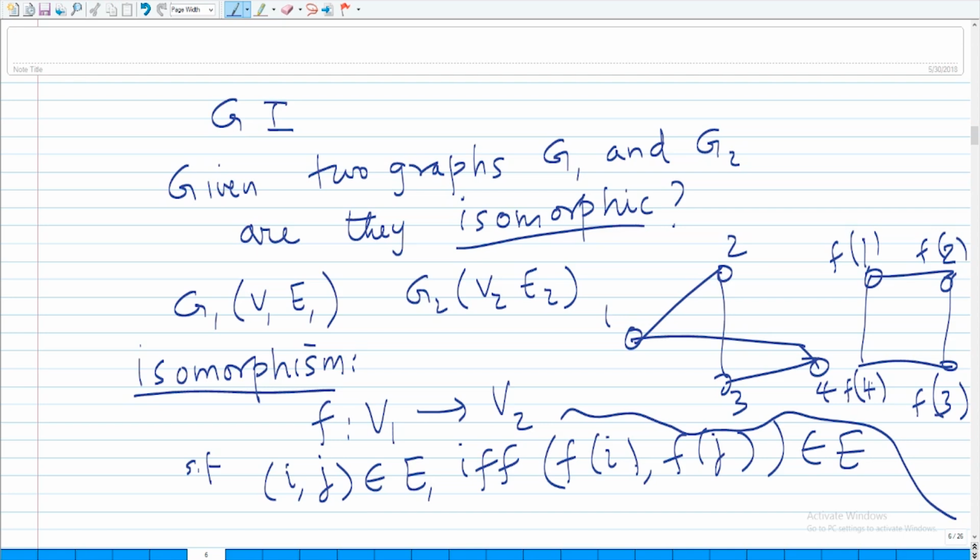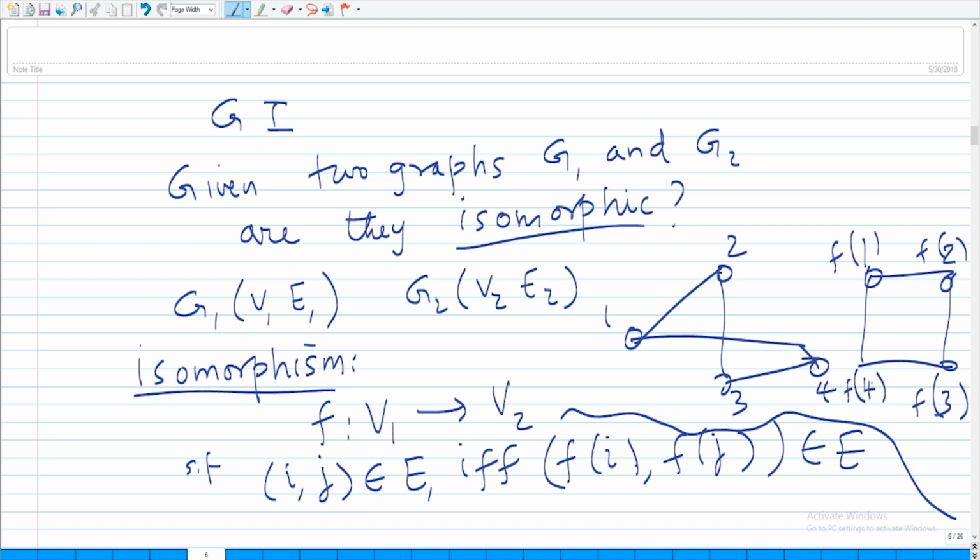Clearly, there are some necessary conditions for two graphs to be isomorphic. What are some? When can you say these two graphs are not isomorphic? Some simple reasons to reject. Yeah, if the degrees are different, look at the degree sequence. If they are different, or the number of vertices is different, or the number of edges is different. But none of this is sufficient. You can have the degree sequence the same, number of vertices and number of edges the same, but still the graphs may not be isomorphic.